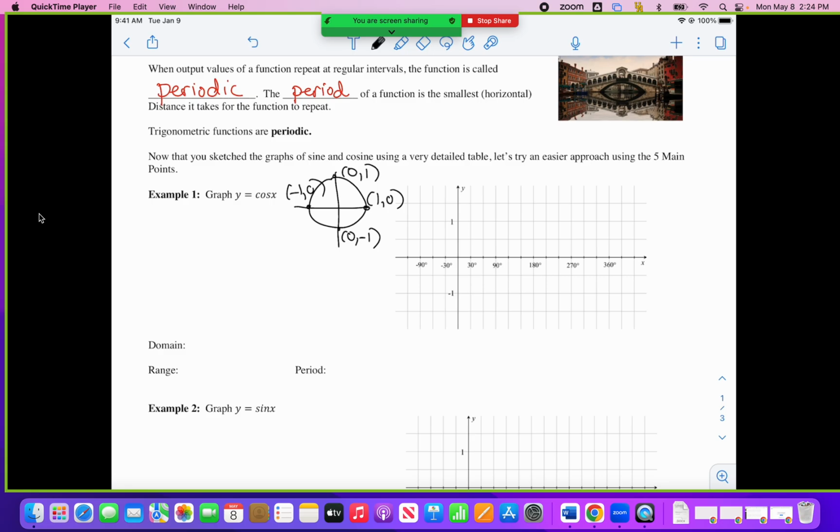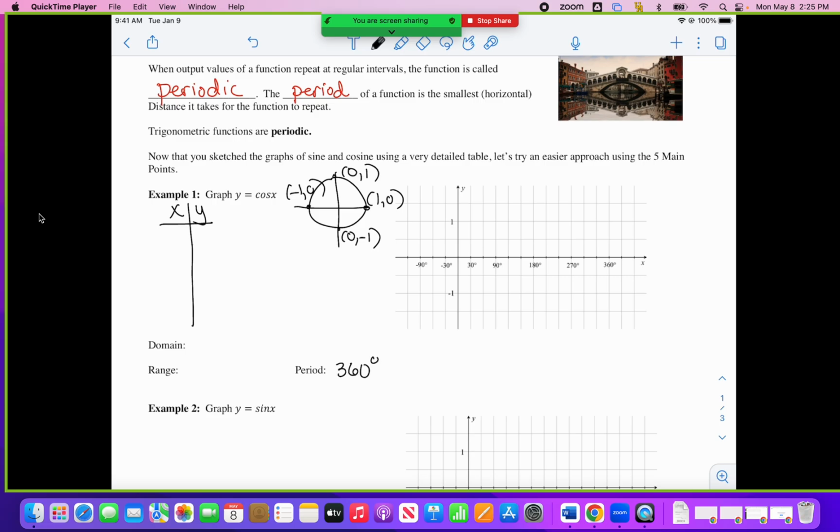We're going to start today, tomorrow, and Wednesday graphing in degrees. Then Thursday, Friday, we're not going to do anything new except take all the angles and put them in radians. So we're going to go from 180 is pi, 360 is 2 pi, and so on. All right, so here's what I mean by the 5 main points.